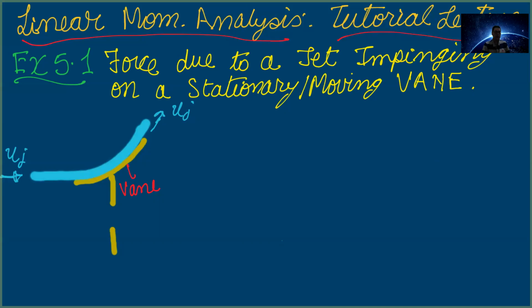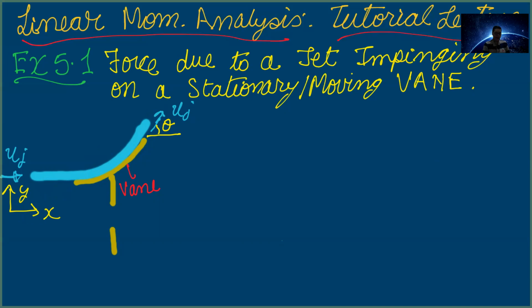You can see that the magnitude of this velocity remains the same, but there is a change in the direction. The entry is horizontal while the exit is inclined, and the inclination angle is represented here by theta. Horizontal direction is the x direction, vertical direction is the y direction.